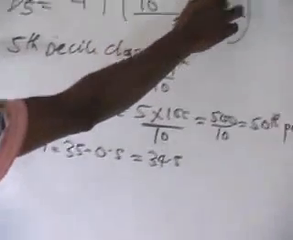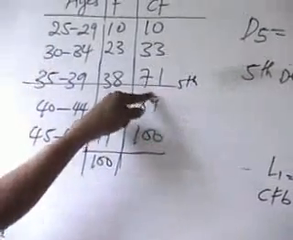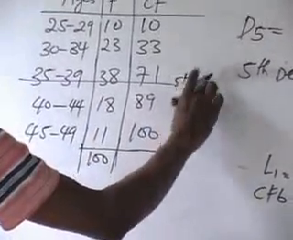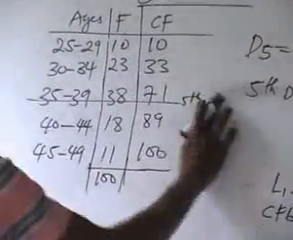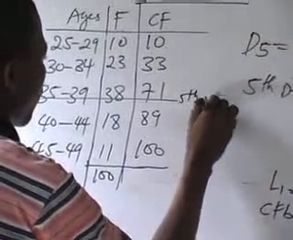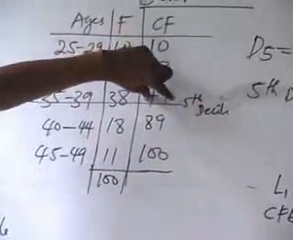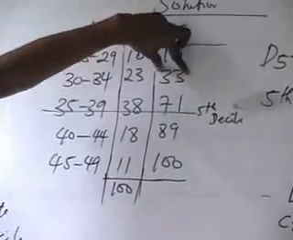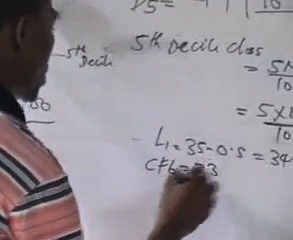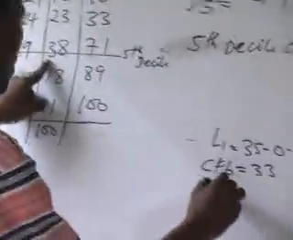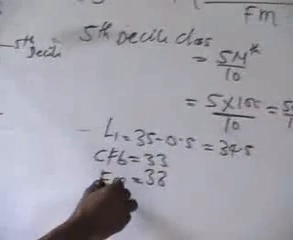Then the next one is our cumulative frequency, CFB. If this is our fifth decile, are we together? I'm not meant to write it, but I'm just writing it for you to know. If this is the fifth decile, what is the cumulative frequency before it? That is 33. Then what is the frequency of that class? That is our FM, 38. Then class interval, what is the difference between them? 5. The difference between this and this is 5, so class interval is 5.